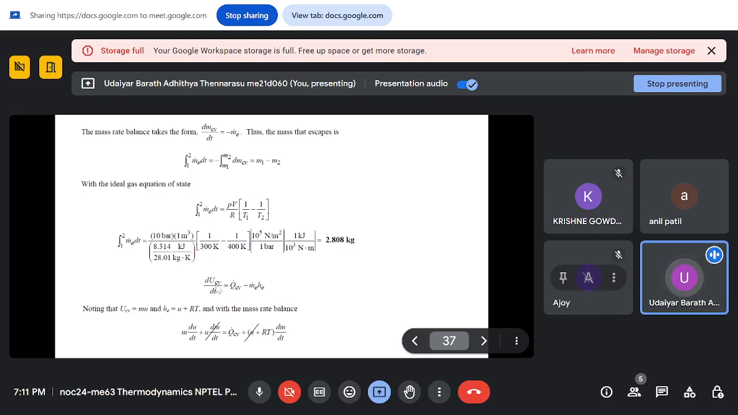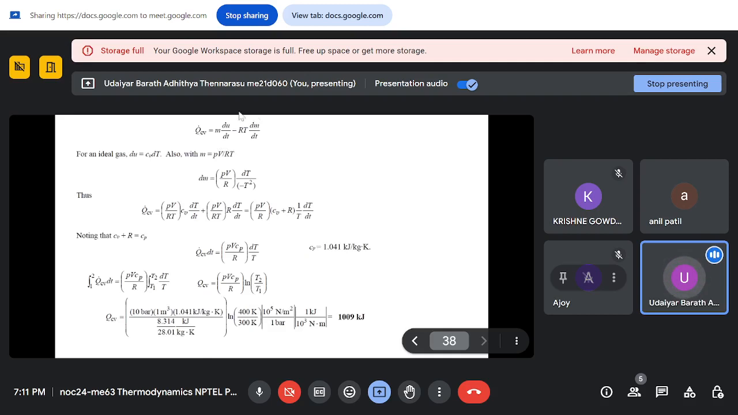And if you expand U_cv as mu, you get m du by dt plus u dm by dt, and we write the enthalpy He as u plus RT. So you see the right hand side and left hand side, u dm by dt gets cancelled out. So ultimately what you will be left with is m into du by dt minus RT dm by dt. dm by dt is nothing but m dot e, the mass of nitrogen which is going out.